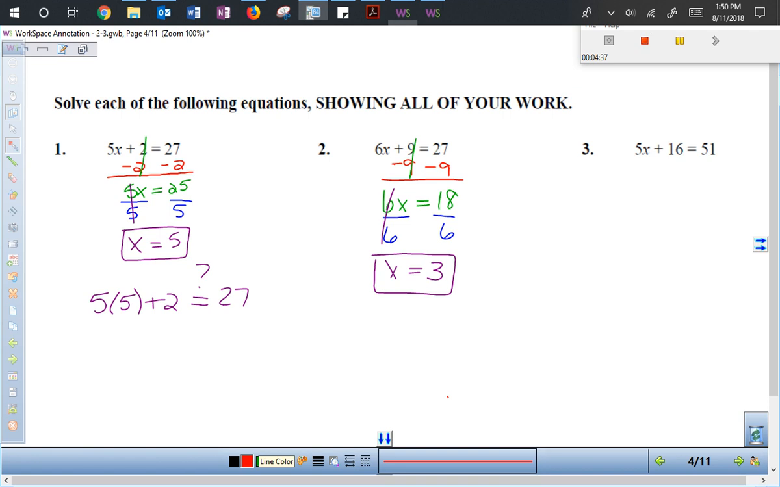Number 3, 5x plus 16 equals 51. First, we want to handle any addition or subtraction. So I'm adding 16 here, so I want to subtract first.